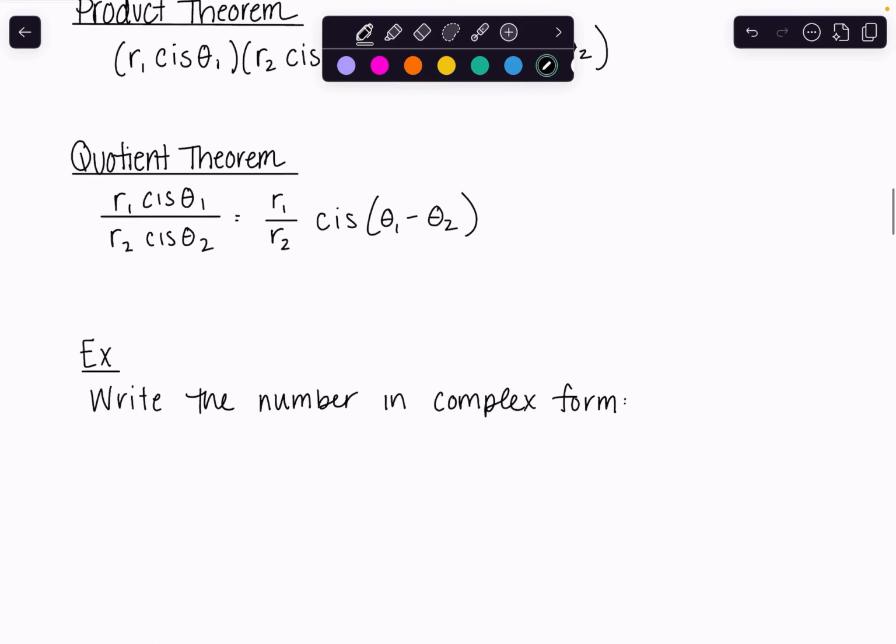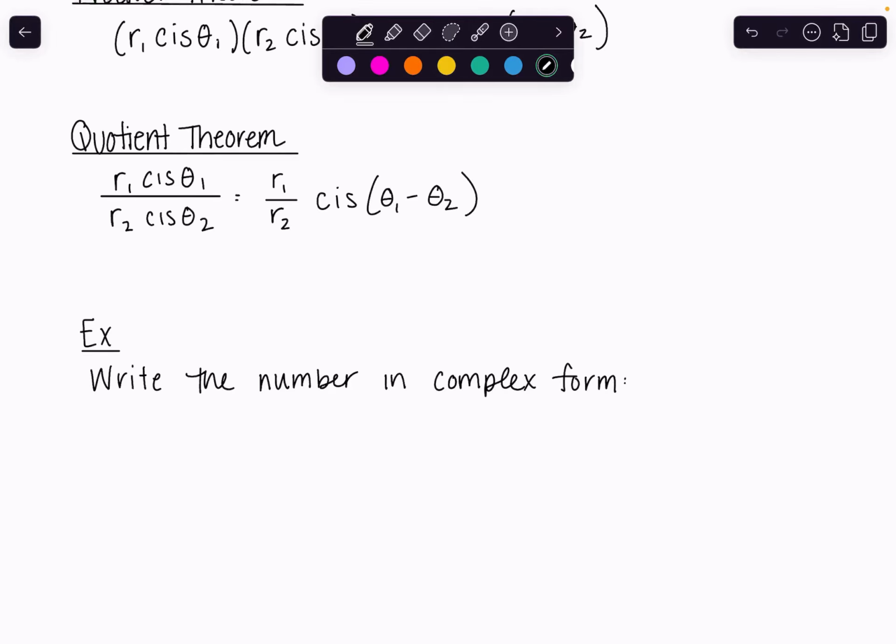We're going to write the number in complex form, and I'm going to do it where it's already given in trig form, because these are not angles that we'd be able to spot on our unit circle.